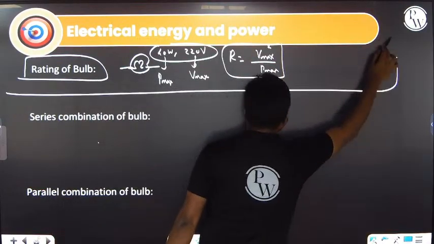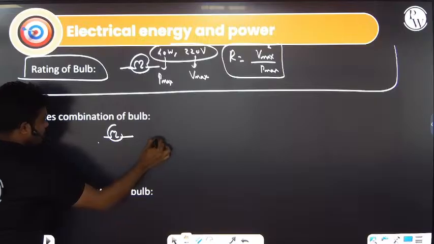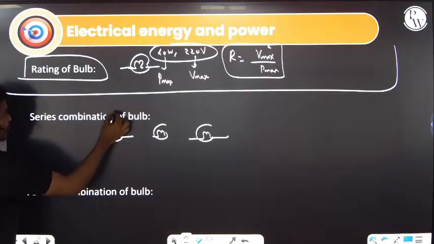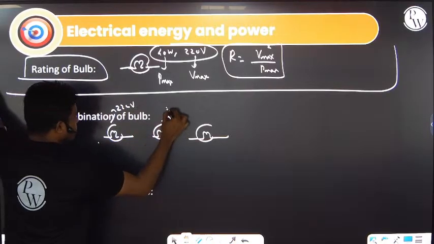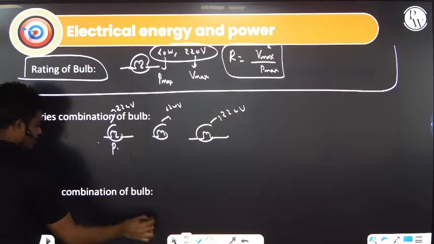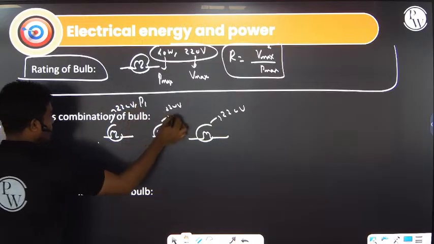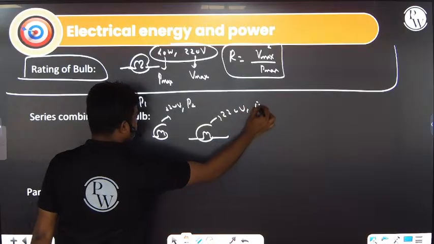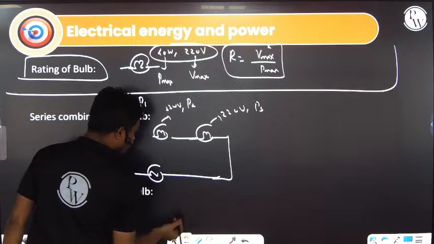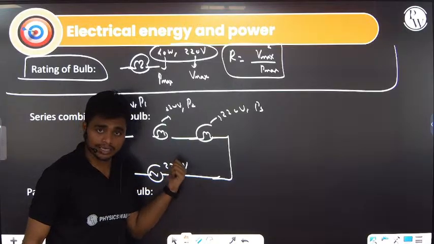So let's talk about the series combination of bulbs. Let's say I have 3 bulbs: first bulb, second bulb, and third bulb. All are rated 220 volt. So this one is also 220 volt, this one is also 220 volt, and this one is also 220 volt. But the first one has a power rating of P1, 220 volt P1. This is 220 volt P2, and this 220 volt P3. Remember this, whatever source voltage we are connecting should also be 220 volt, if all the bulbs have a voltage rating of 220 volt.